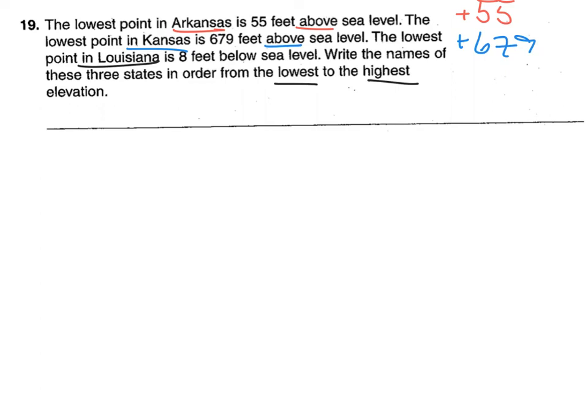And then our last state that we're given is Louisiana, which is 8 feet below sea level. That means we're going to be at -8. So given that that's our only negative number, we know right away that needs to be the furthest to the left. It is our lowest elevation.